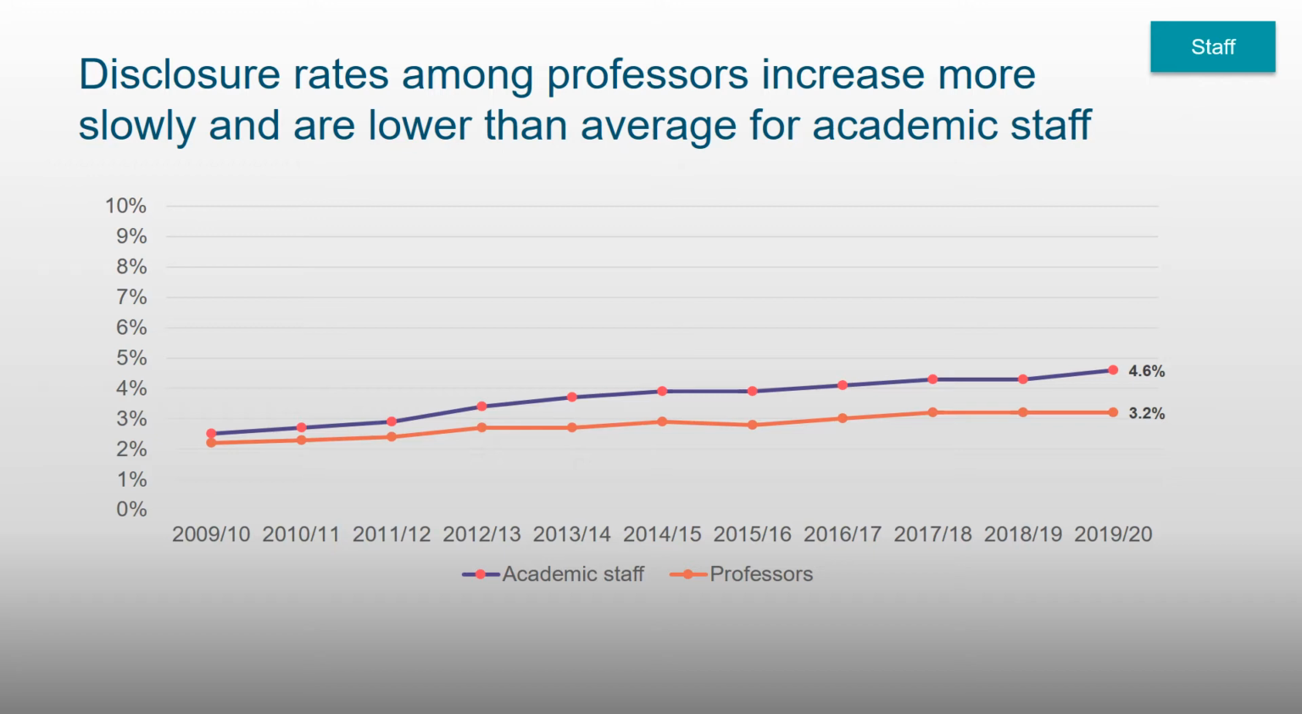Let's now focus on the difference between the overall disclosure rates of academic staff members and those of professors. As the present graph shows, disability disclosure varies among academic staff at different levels, with the rate of disability disclosure by professors increasing slower than that of academic staff members within the last decade. Moreover, still the proportion of professors that disclose as disabled is lower than the proportion of disabled academic staff. This is 3.2% for professors compared to 4.6% for academic staff in general.